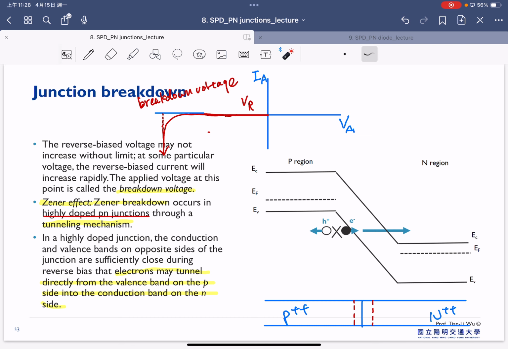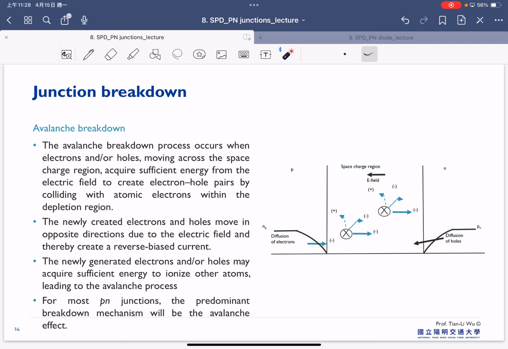However, not only this effect, but also avalanche breakdown can happen in the regular junction, even without the P plus plus or N plus plus. The avalanche breakdown process occurs when electrons and holes move across the space charge region, acquire sufficient energy from the electric field, and then create electron hole pairs by colliding with atoms in the depletion region. The idea is, right now the electron will try to move here, but because it's under a very high reverse bias, there's a very high electric field applied on this electron. The electron will gain a lot of energy.